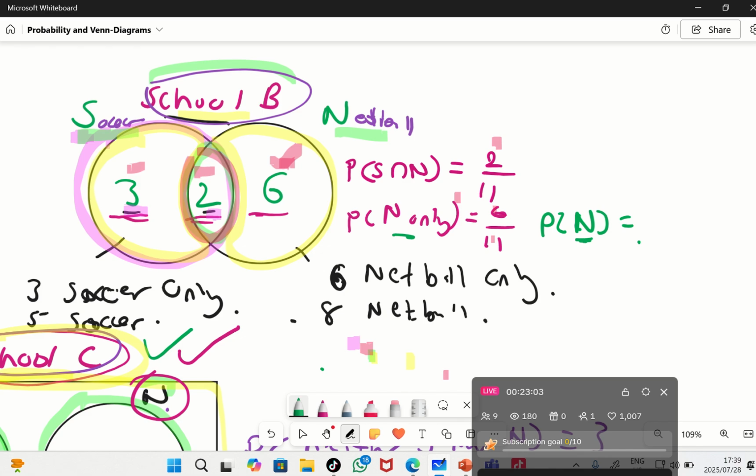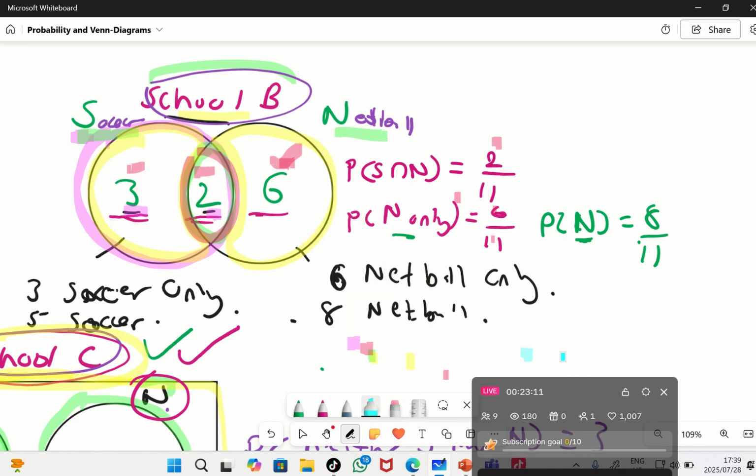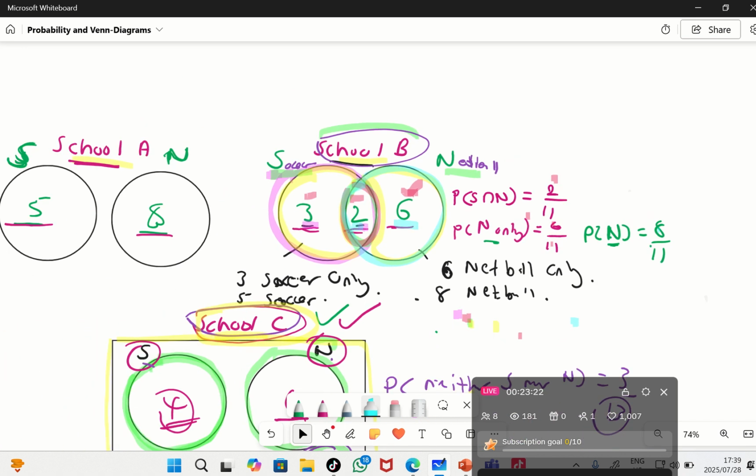Try again. 8 over 11, yes. Why? Because we know that this is the total number of students who play netball. That is 6 plus 2 gives us 8. 8 over 11. Sharp. So you guys are happy with the so-called Venn diagrams, I get?